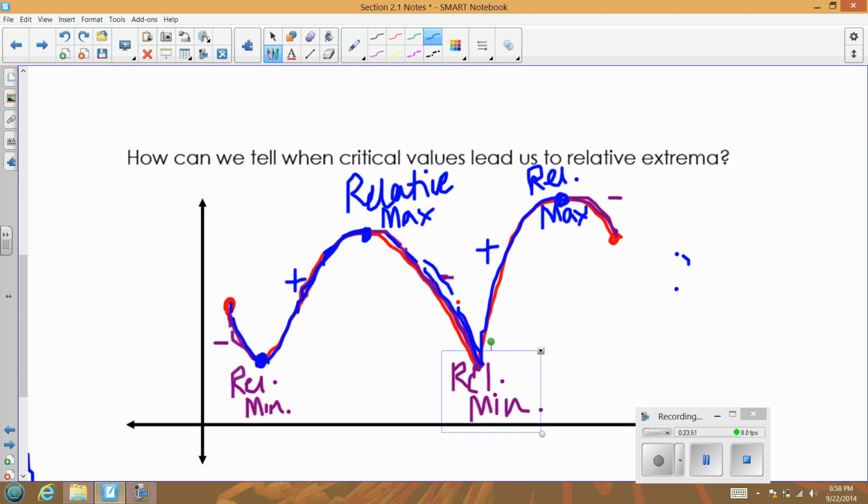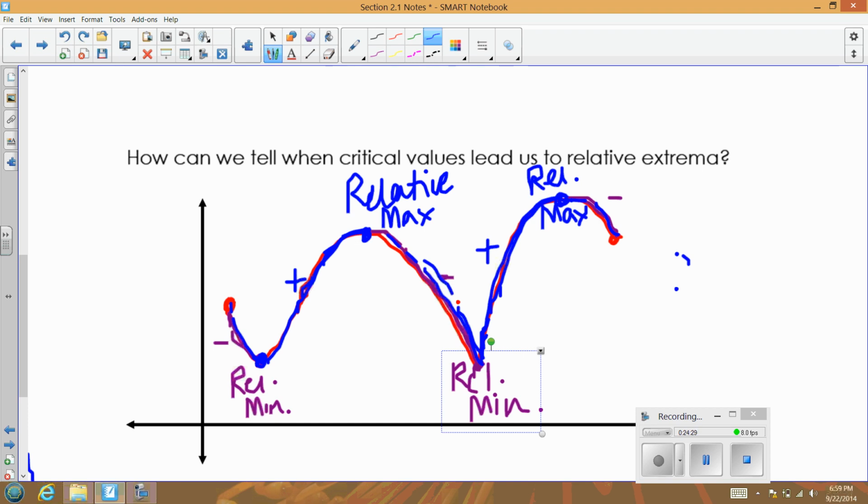Then I went from a negative slope to a positive slope, which tells me I had another minimum. Then when I went from a positive slope to a negative slope, that tells me I have a relative max. So basically, if your graph goes from increasing to decreasing or decreasing to increasing, that means you're going to have a maximum or minimum at that critical value. If your graph just stays increasing to increasing or decreasing to decreasing, you are not going to have a relative max or min at that critical value.